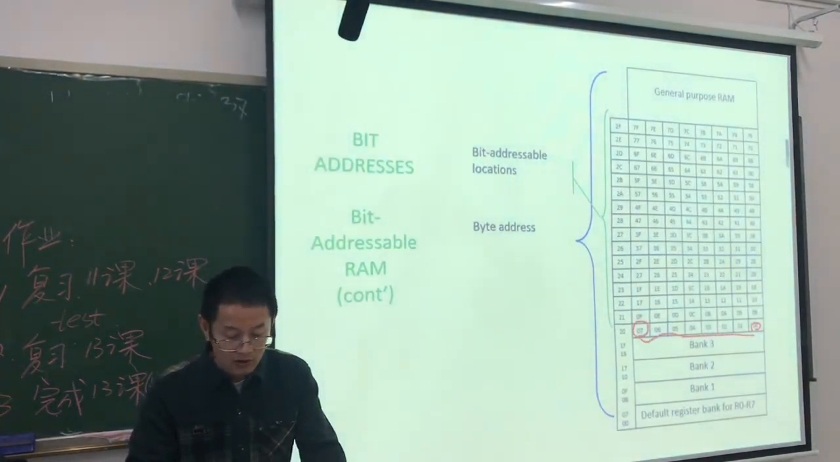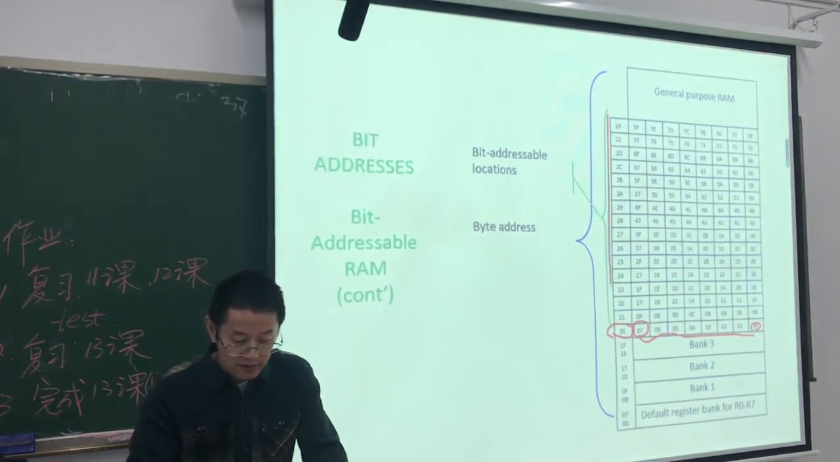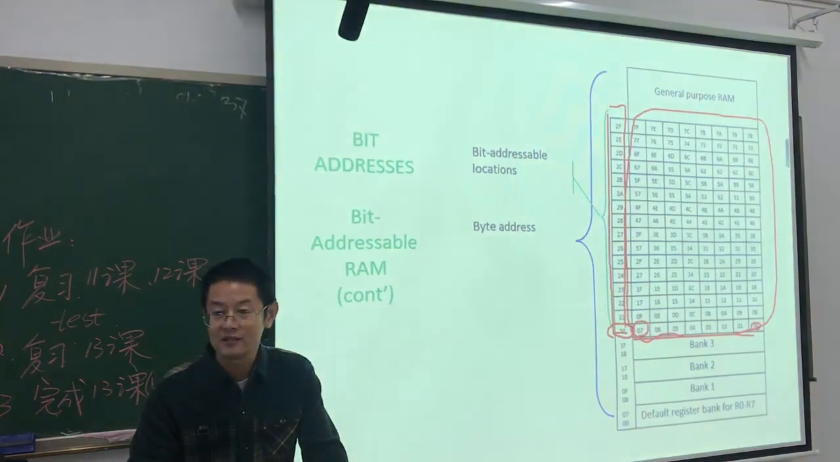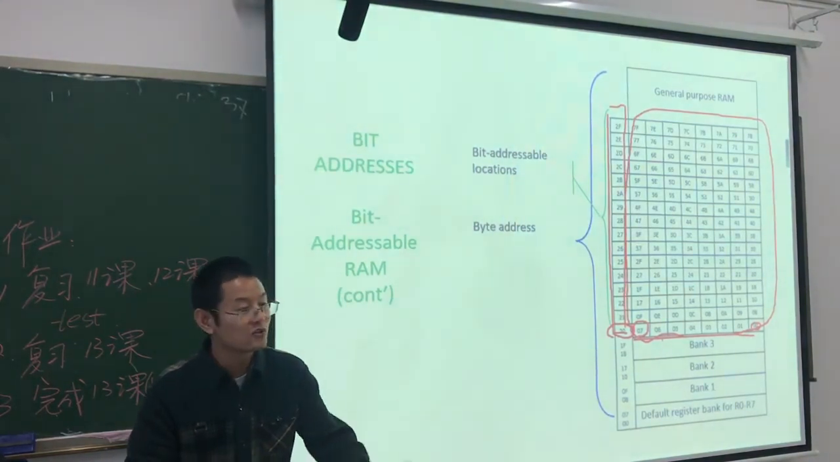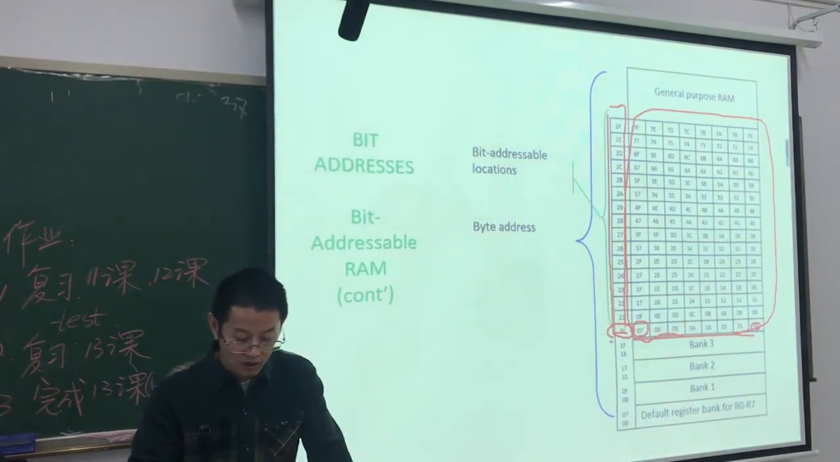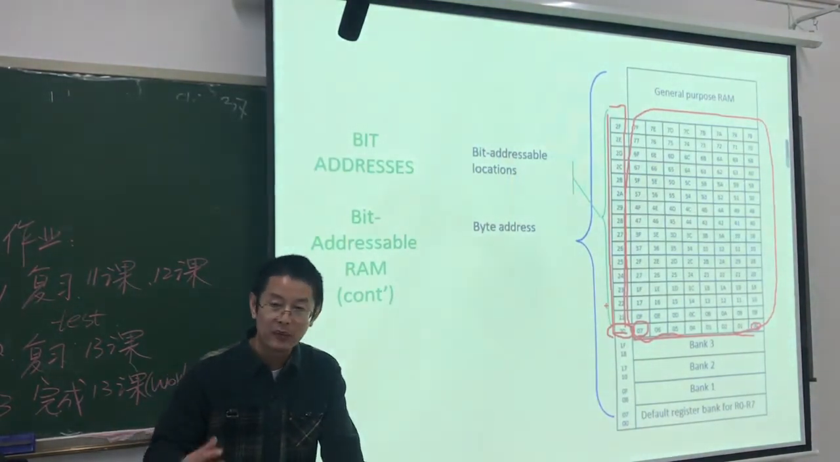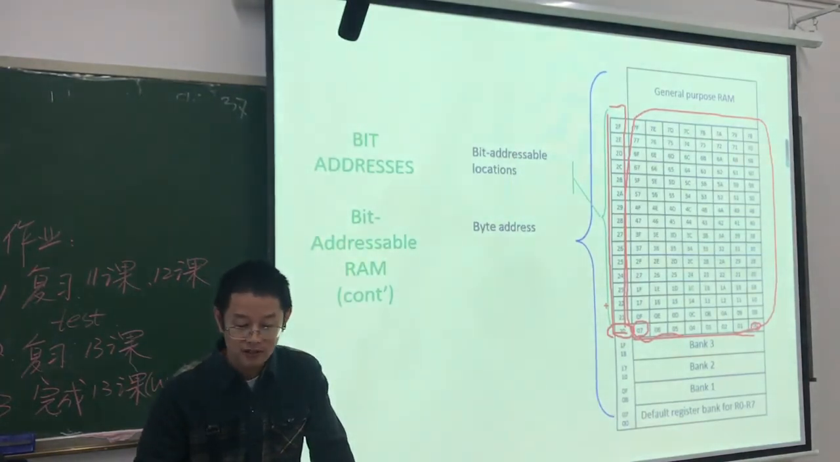Here is 20H, here is the byte address, and here is the bit address. Different addresses. Normally we use the byte address for the register, but sometimes if we need to access a single bit, we use the bit address.